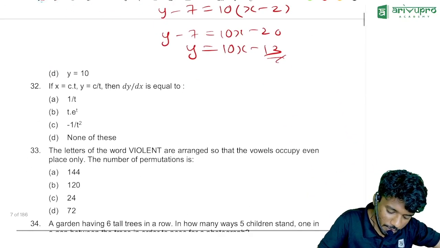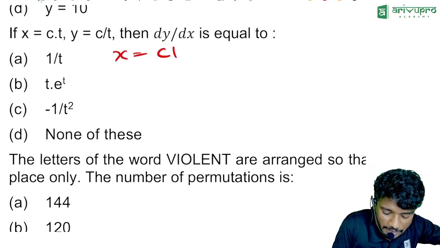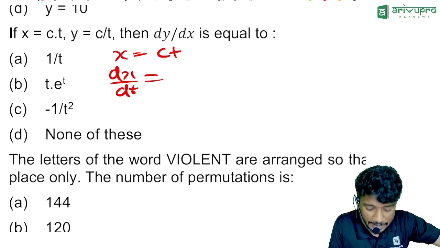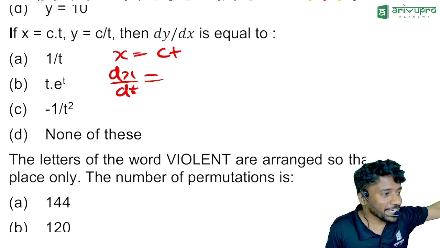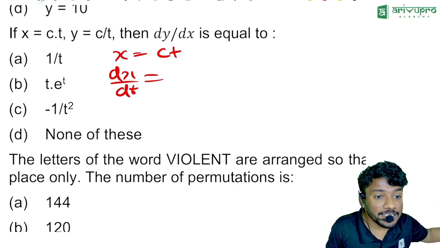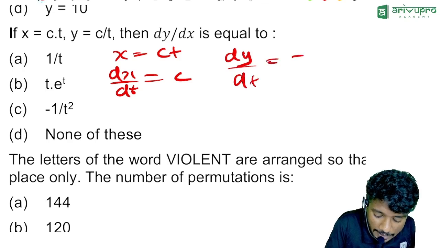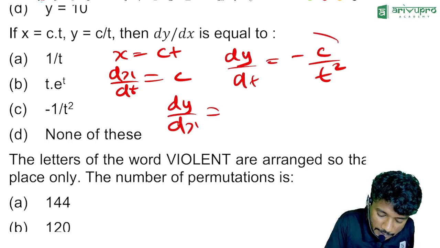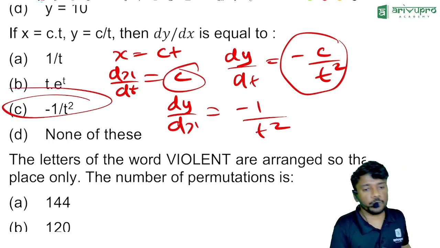Okay. Now next question. Can you solve it? x is equal to ct. Then dx by dt is how much? How much, Ananda Kishore? Don't think, just look and write. dx by dt is c. dy by dt is how much? Minus c by t square. Then dy by dx is equal to this divided by this. Answer is minus 1 by t square. Option C.